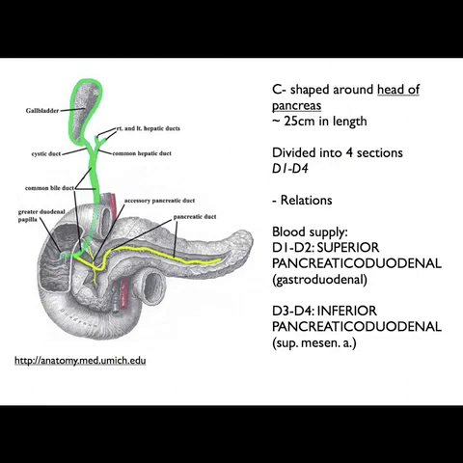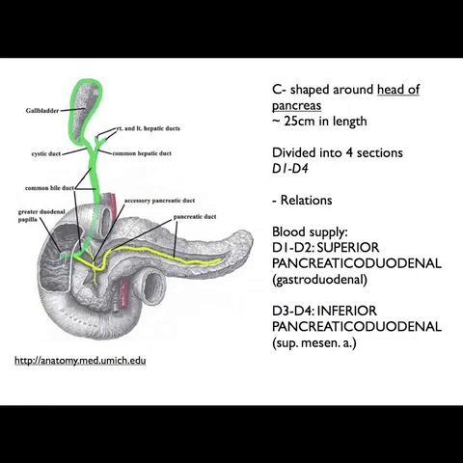Important relations, or some of them, are shown quite nicely on this diagram. Posterior to D1, we have the common bile duct, and also, importantly, the gastroduodenal artery, which may be damaged with an eroding duodenal ulcer, specifically a posterior eroding duodenal ulcer. In D2, the most important structure is the duodenal papilla, where the ampulla of Vater comes out into this part of the duodenum.